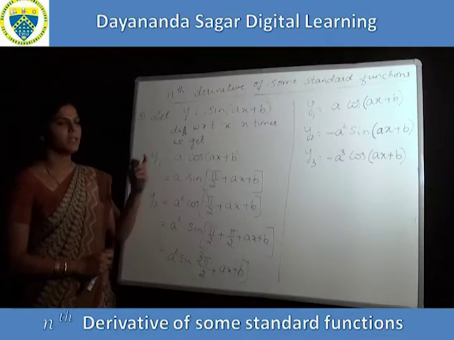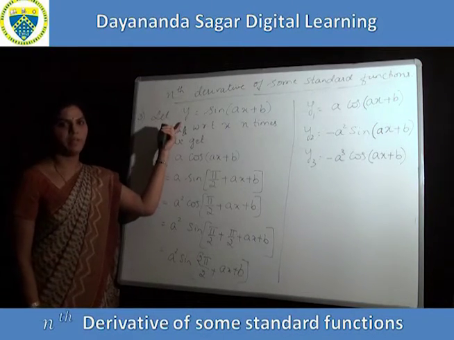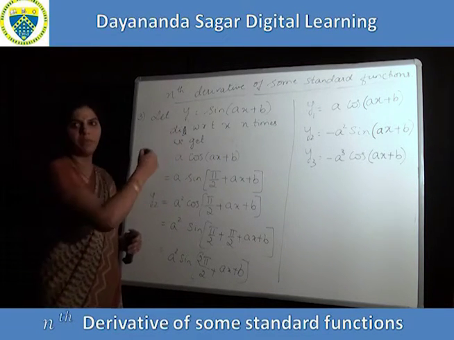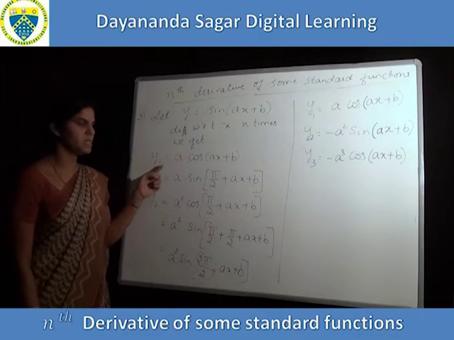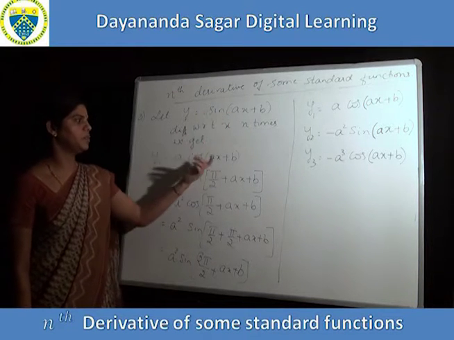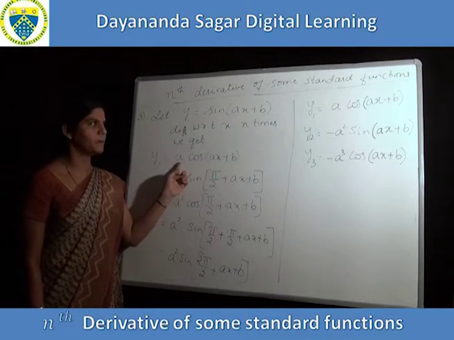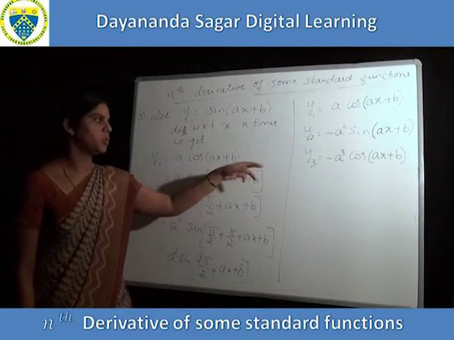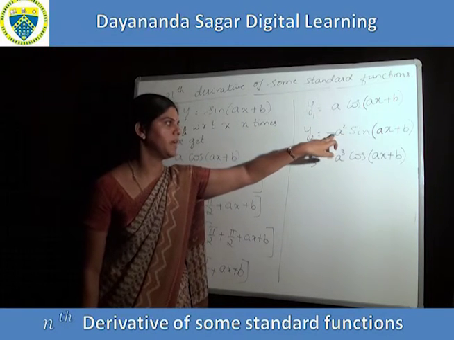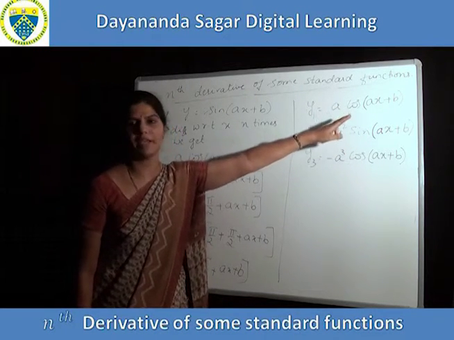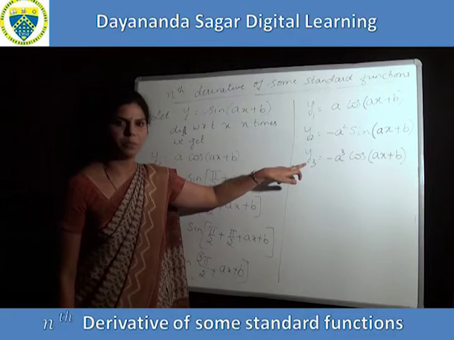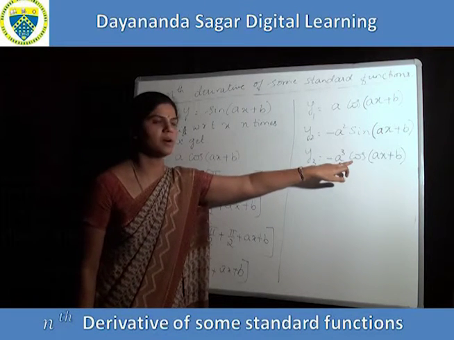a power n. Now let us derive the nth order derivative of the function y equal to sine of ax plus b. Differentiating y with respect to x, we get y1 which is equal to a into cos of ax plus b. So differentiating sine, we get cos, and using chain rule, derivative of ax plus b is a. So now if you differentiate it once again, you will get y2 which is equal to derivative of cos of ax plus b is minus sine of ax plus b into derivative of ax plus b is a, into a is a square. And then differentiating it once again, we get y3 which is equal to minus a cube into cos of ax plus b.